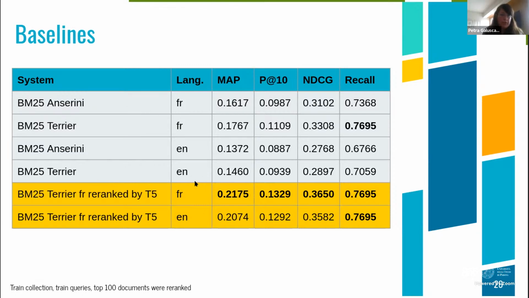And you can see the differences between the scores when we run retrieval in French and when we run retrieval in English. So English is obviously having some noise here. And then we have also tried a very simple neural approach. So we took the best performing system, which was BM25 run with Terrier on French data, and we took the top 100 documents and re-ranked them with the T5 system, either using the French data or English data. And yes, this leads to some improvement.